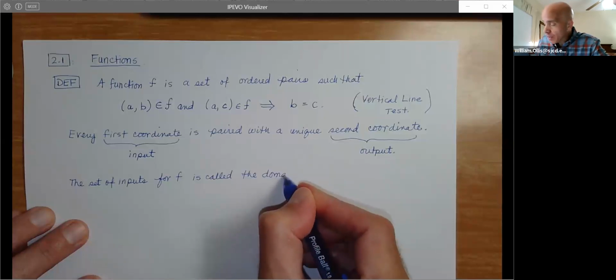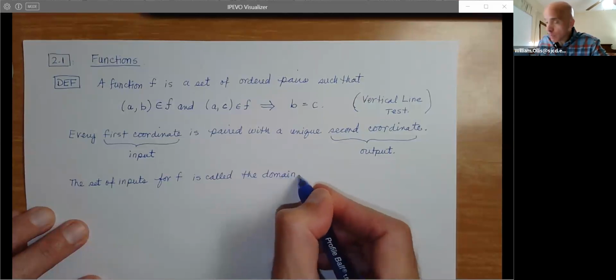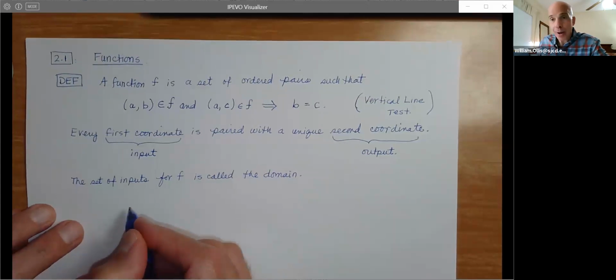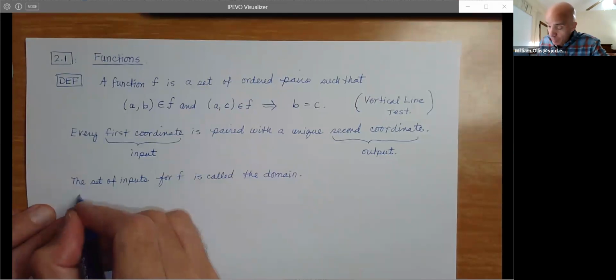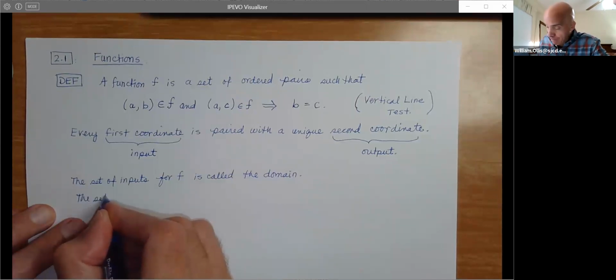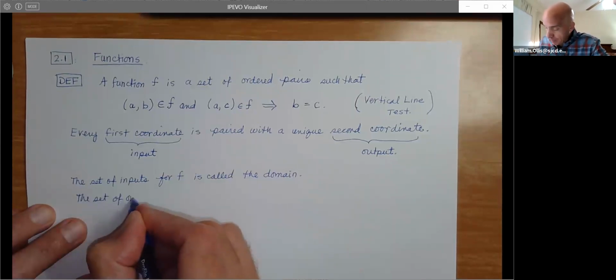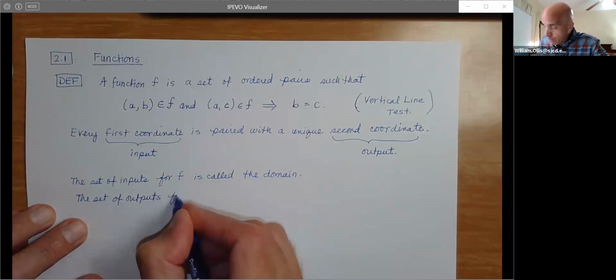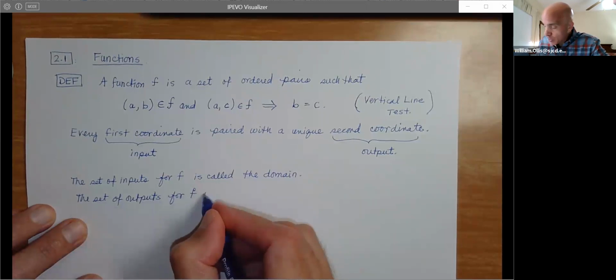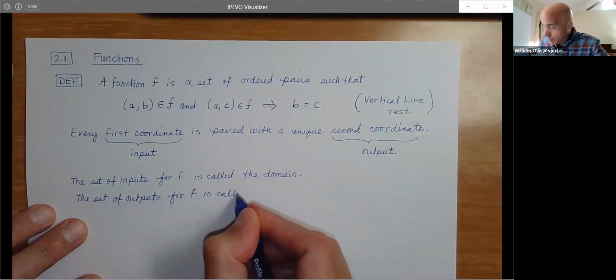Just want to make sure that the terminology is good for everybody. I know this is kind of dry and boring, but we want to be on the same page. The set of outputs for f is called the range.